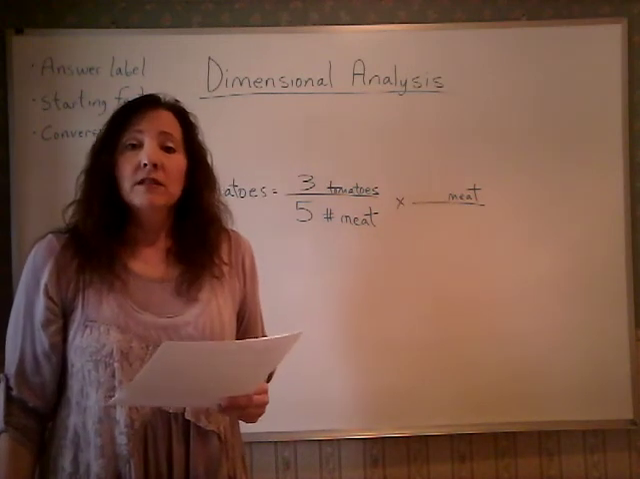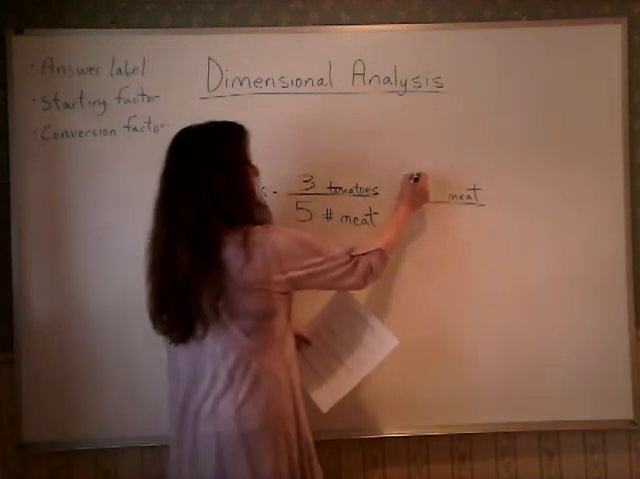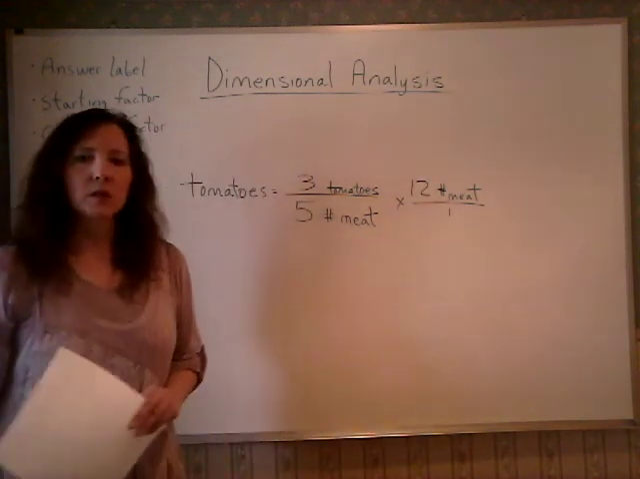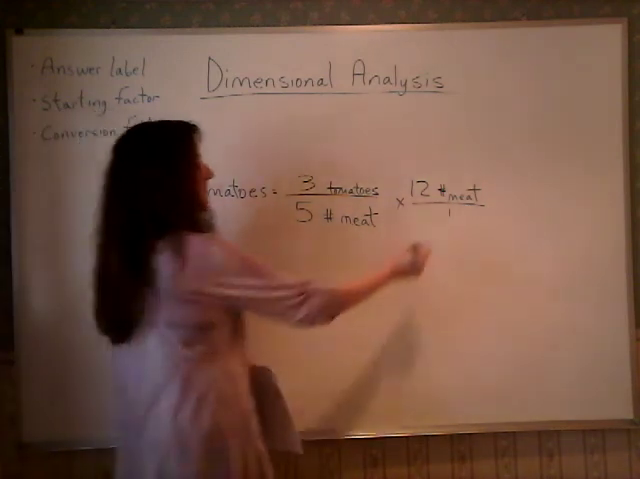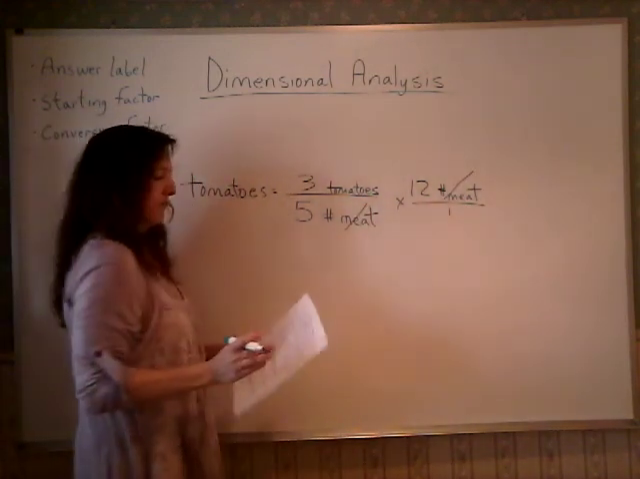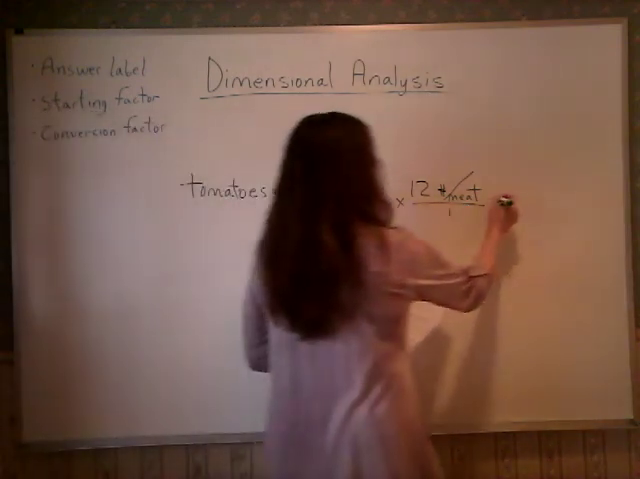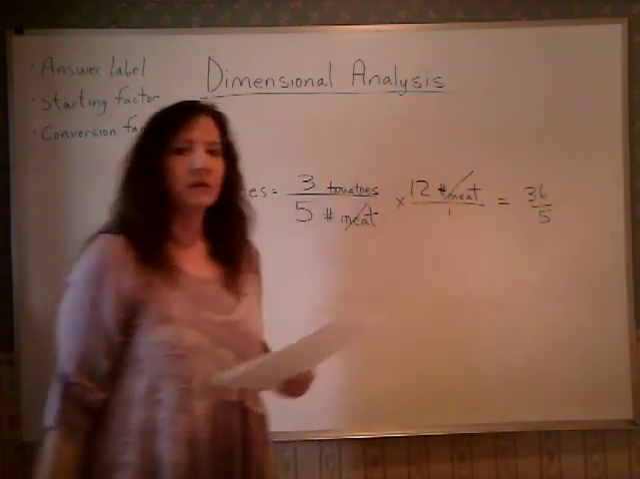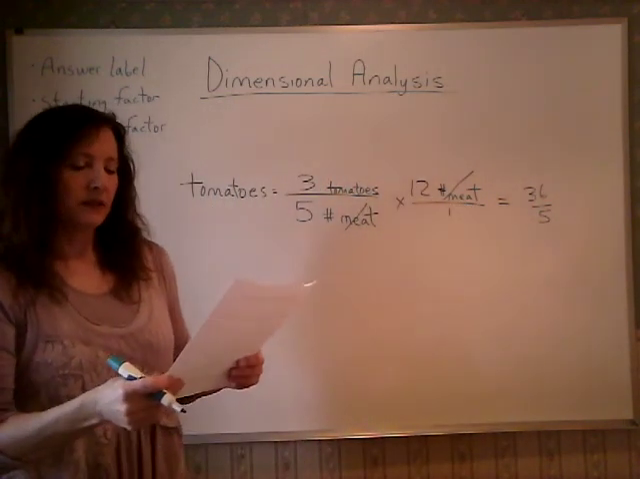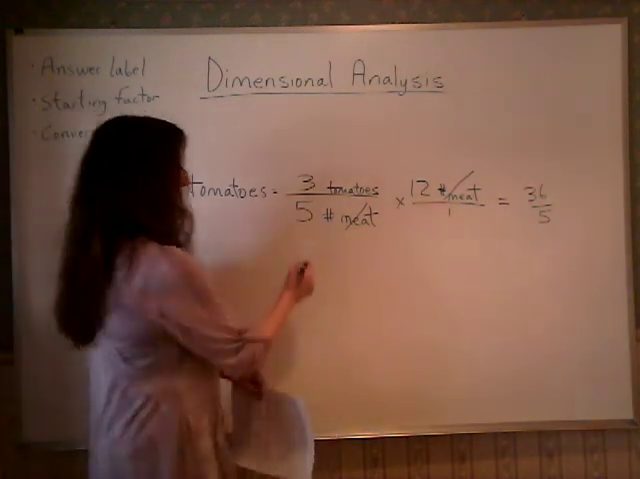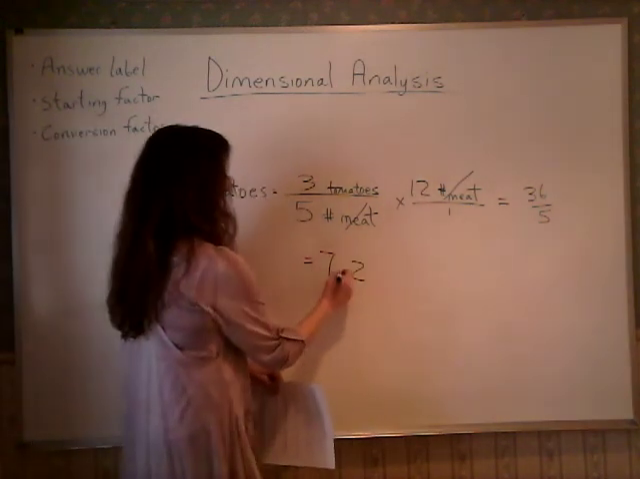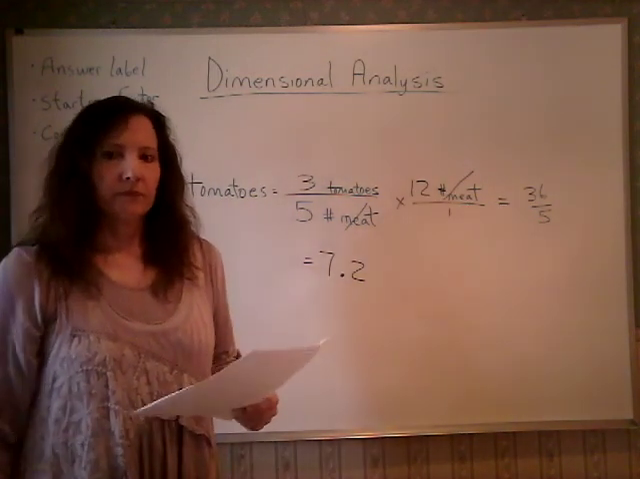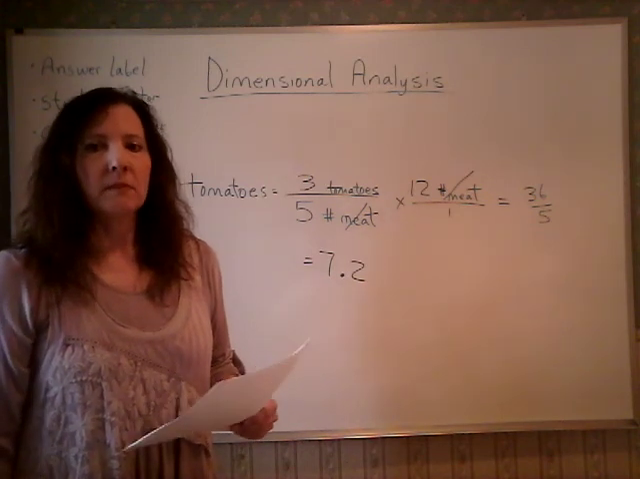We're using 12 pounds of meat. So we're done. Cross cancel meat. We do our math and get 36 over 5. And when we divide, it equals 7.2. We can round that to 8 tomatoes in order to have enough.